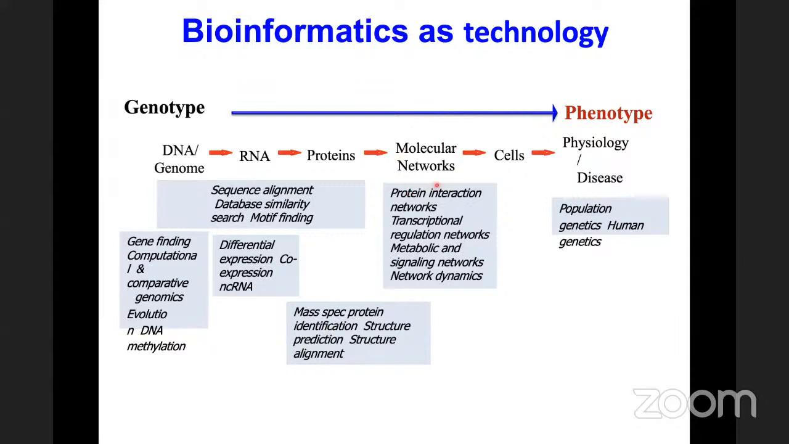Now, if you want to study at the molecular and network level, it has huge applications, like identifying metabolic pathways, signaling networks, etc. And as a phenotype, if you have phenotype data, bioinformatics can address population genetics and genome-wide association analysis. So in this way, you can see that as a technology, bioinformatics is everywhere, right? From genotype to phenotype, it is everywhere.